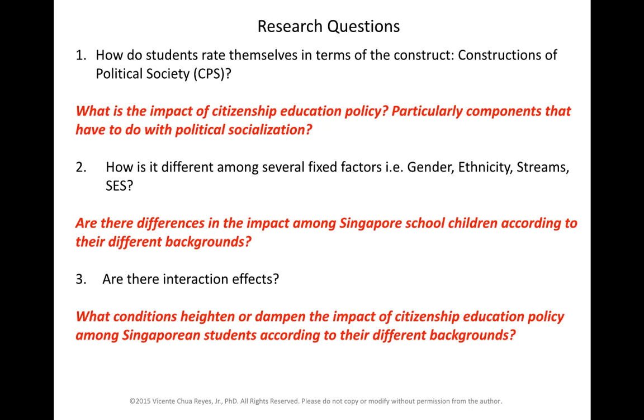We had 3 research questions. What is the impact of citizenship education policy, particularly components that have to do with political socialization? Are there differences in the impact among Singapore school children according to their different backgrounds? Let's say gender, ethnicity, streams. SES refers to socioeconomic standing. Are there interaction effects? What conditions heighten or dampen the impact of citizenship education policy among Singaporean students according to their different backgrounds? Right? So these are the research questions that we looked at.